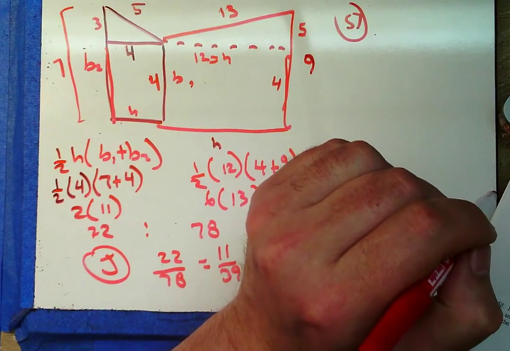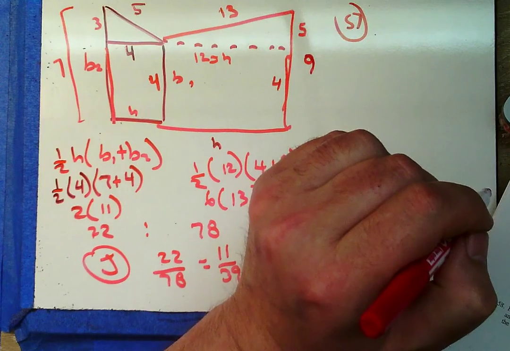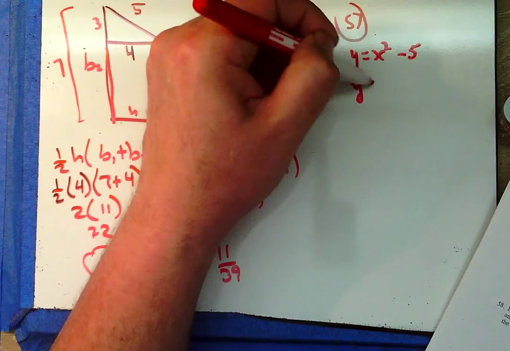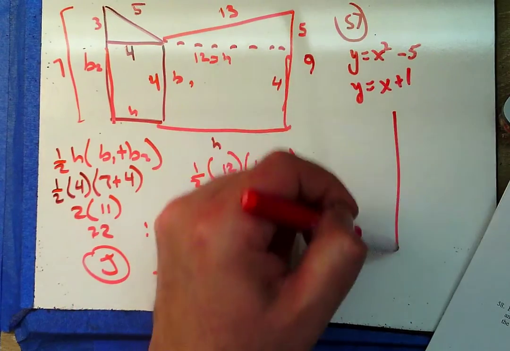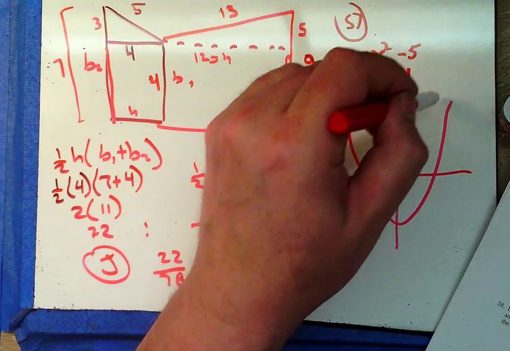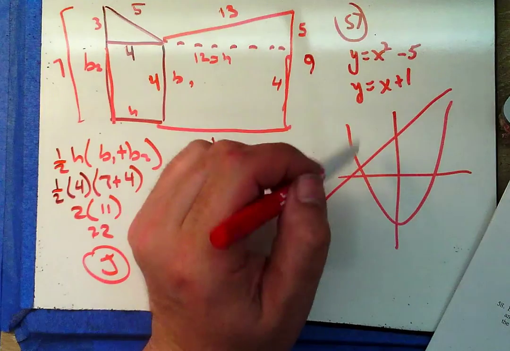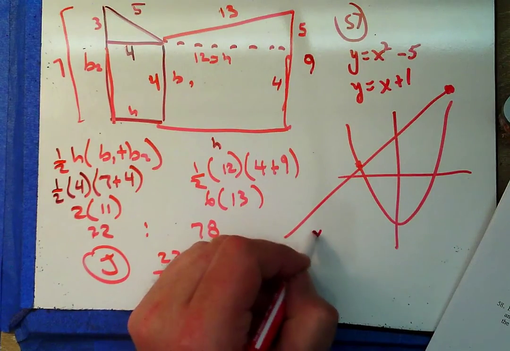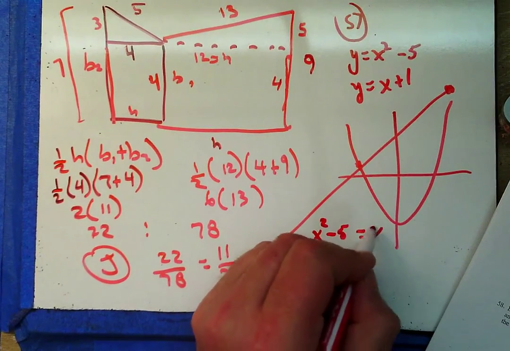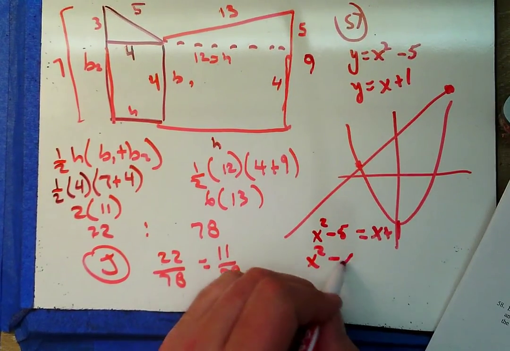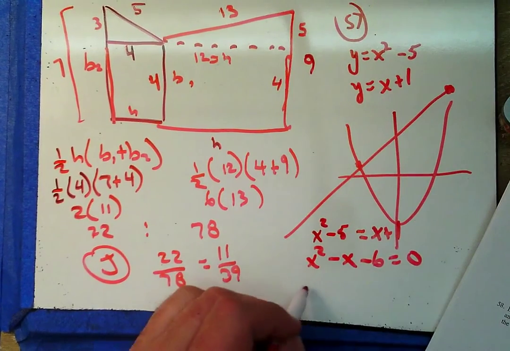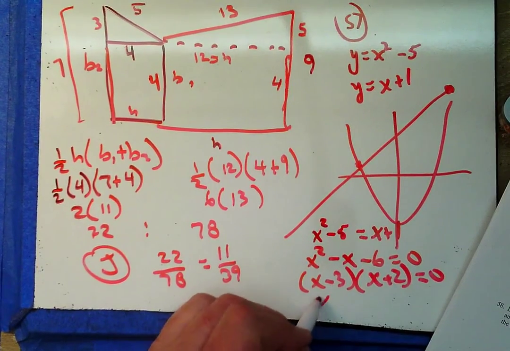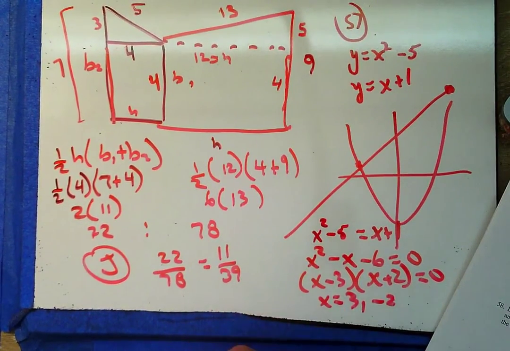57 says when graphed, we've got y equals x squared minus 5, and y equals x plus 1. One of these is a parabola shifted down, the other is a line shifted up 1, and so we see 2 points of intersection that we need to find by setting these algebraically equal to each other. X squared minus 5 equals x plus 1. X squared minus x minus 6 equals 0. X minus 3, x plus 2. Set each factor equal to 0, and we get x equals 3 and negative 2.